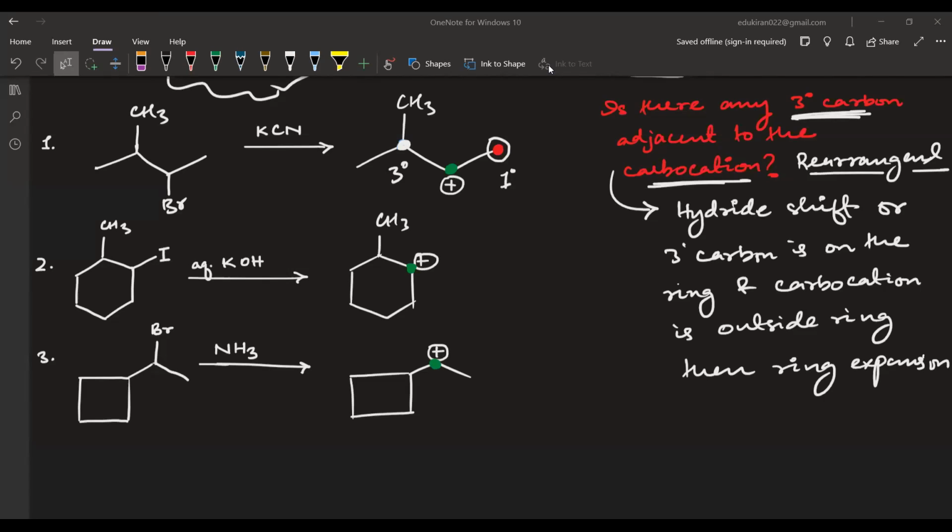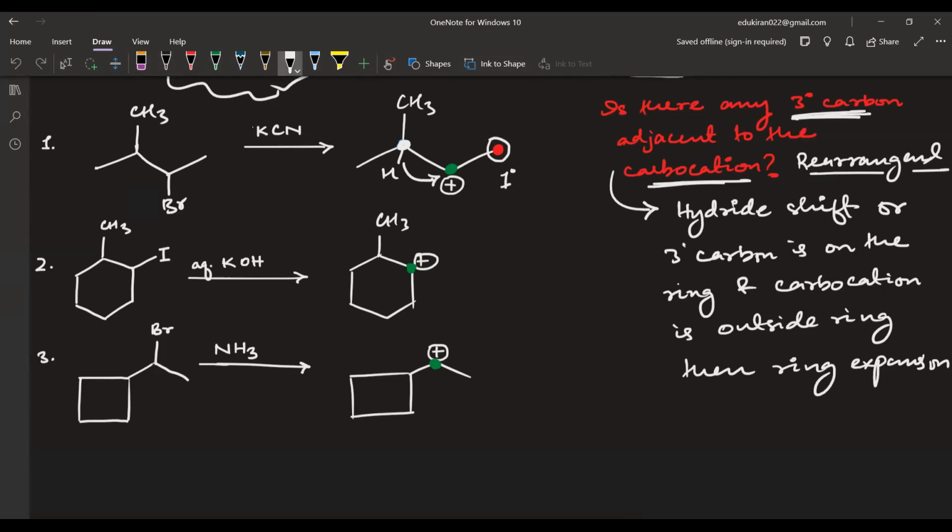Now in the second one, see, for the first one it is easy that it will be hydride shift here. Hydride shift will take place from here. This carbon has 3 bonds, so there will be one hydrogen here. This hydrogen will move and it will make a new carbocation. So that is another thing.